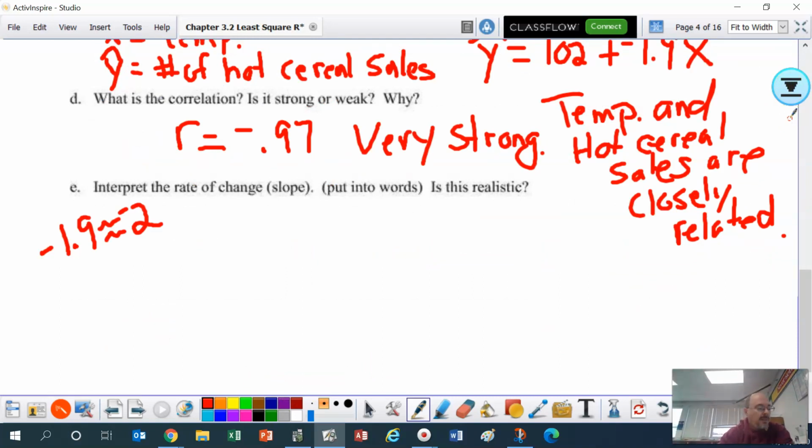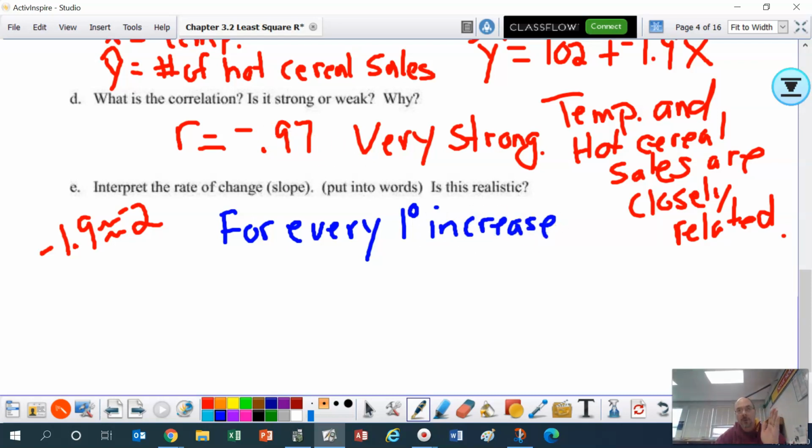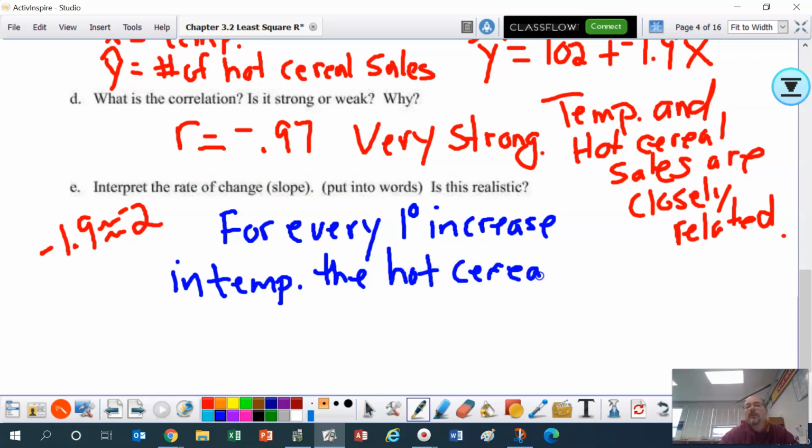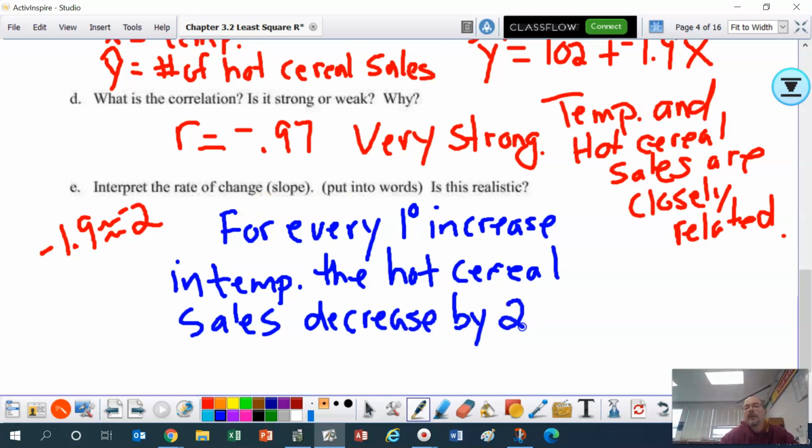That means, ladies and gentlemen, and this is the tricky part here, that for every 1 degree increase, remember we're going up by degrees, so we're using one unit. For every 1 degree increase in temperature, the hot cereal sales decrease by two boxes. That's the negative part. For every 1 degree increase in temp, remember, write a complete sentence. The hot cereal sales decrease by two boxes.